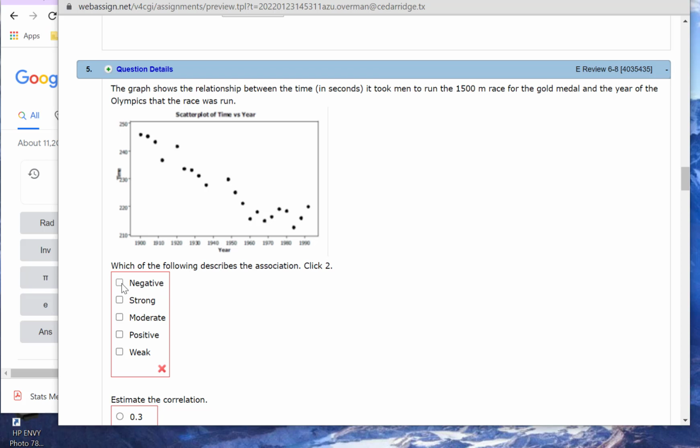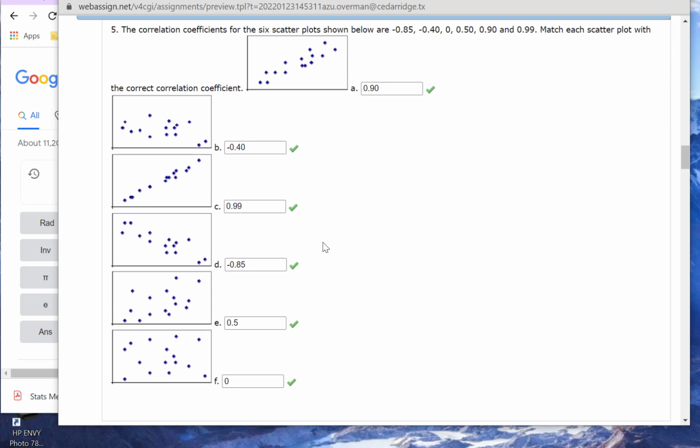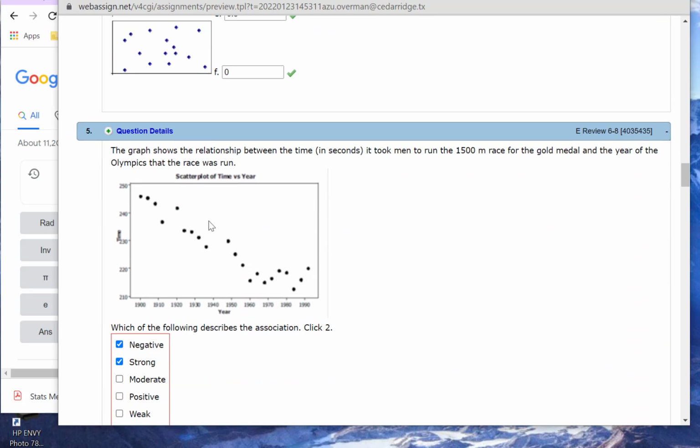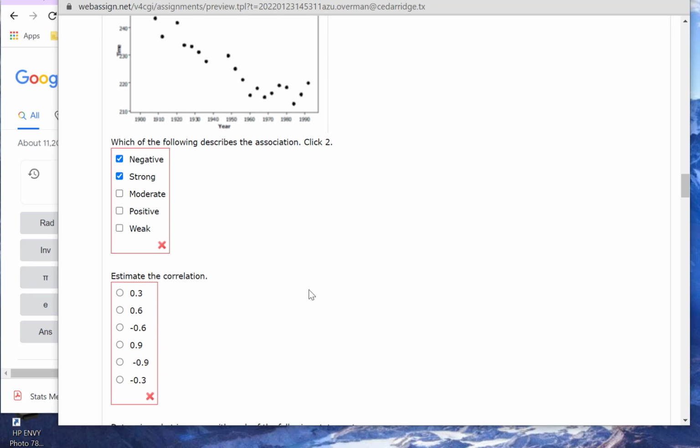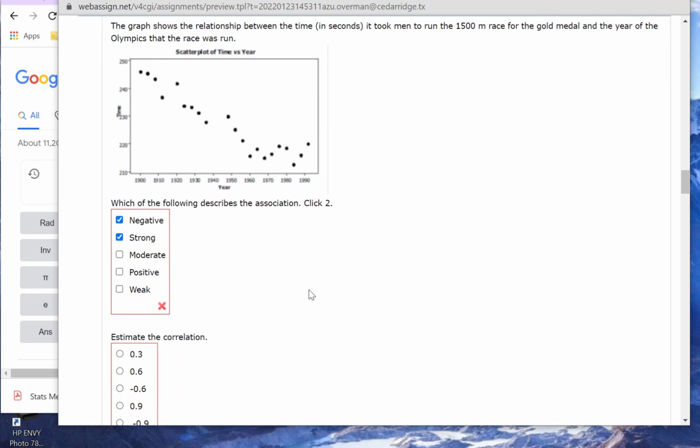So it looks pretty negative. I'm going to say it's actually strong, okay? That's not even moderate, because if you remember, look up here. This one right here was 0.90, and that's definitely strong. And we look at this one down here, and we're like, oh, that's pretty strong. Estimate the correlation. Oh, I guess I would do that to you, but at least it's multiple choice.